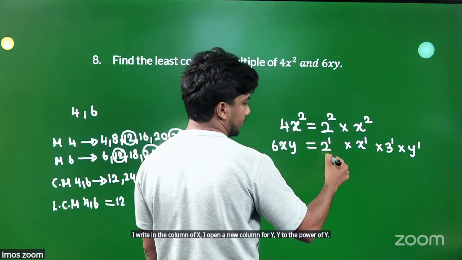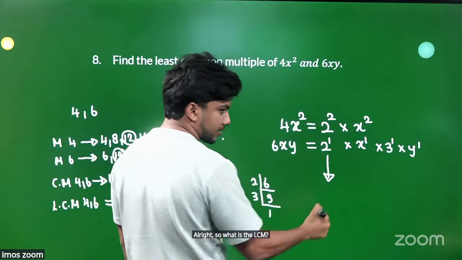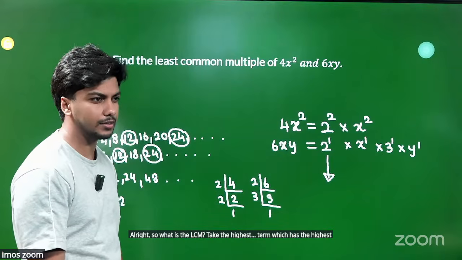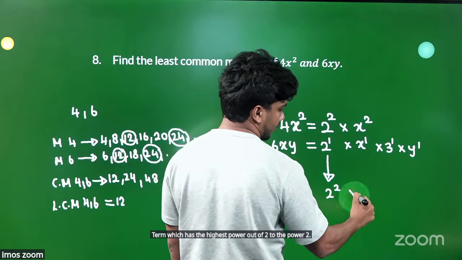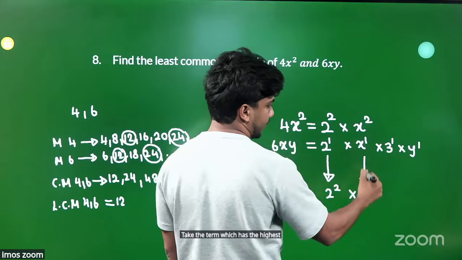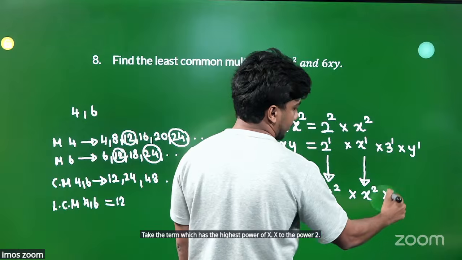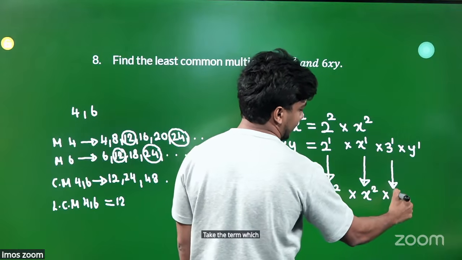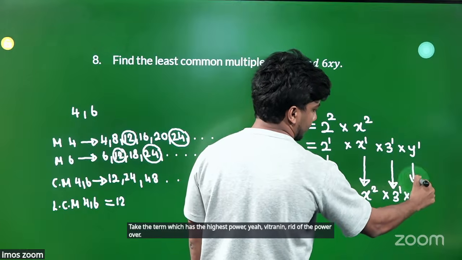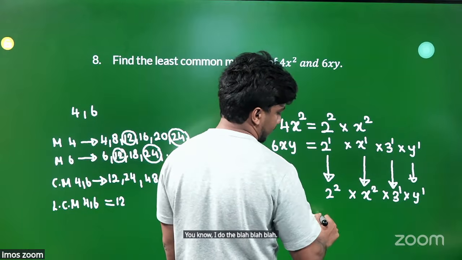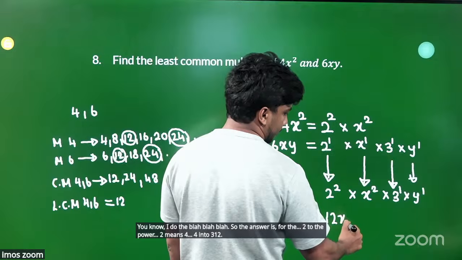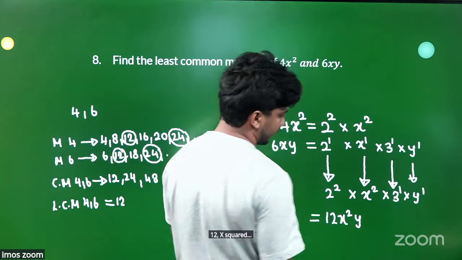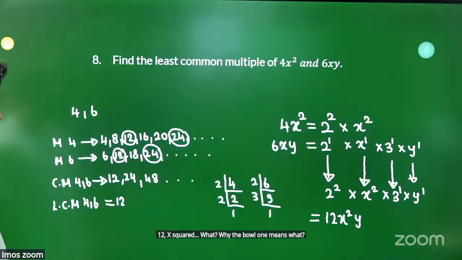Right. So what is the LCM? Take the term which has the highest power. For 2, the highest power is 2 to the power 2. For x, the highest power is x to the power 2. Then 3 to the power 1, and here y to the power 1. So 2 to the power 2 means 4, 4 into 3 is 12. So the answer is 12x squared y. That is the LCM.